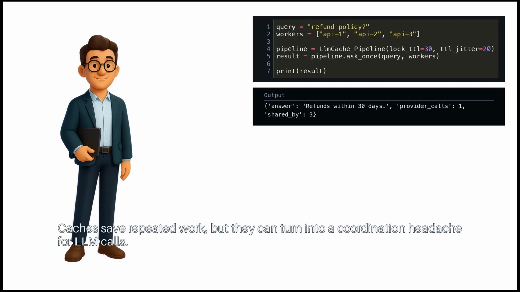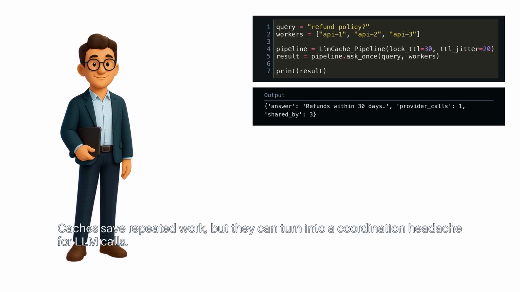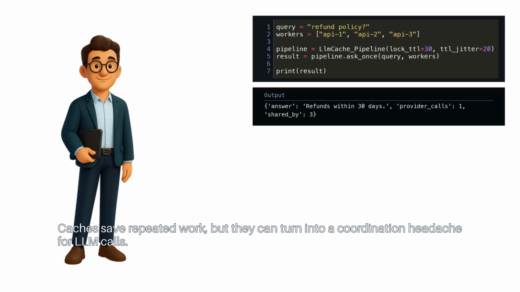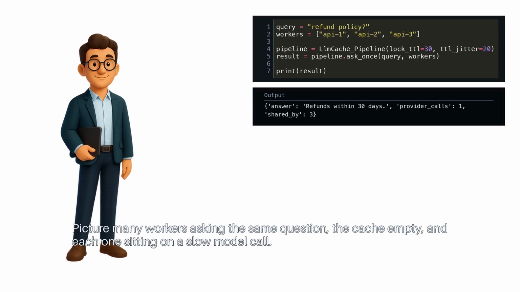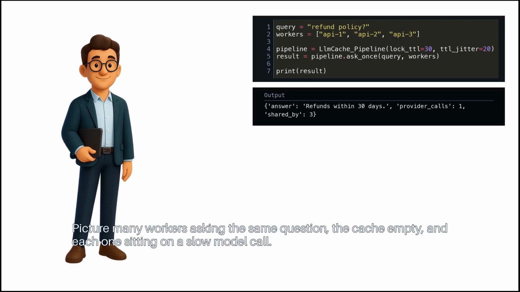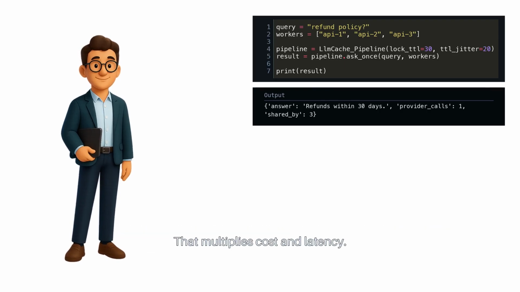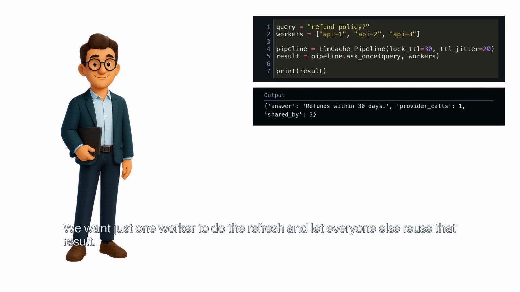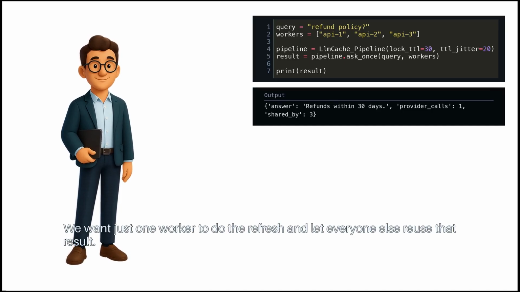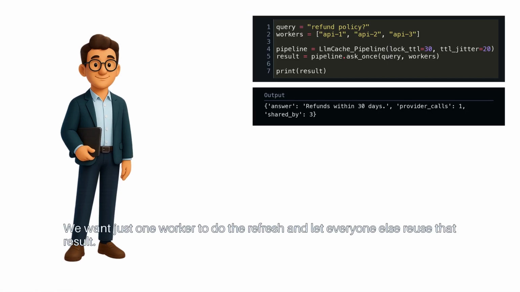Caches save repeated work, but they can turn into a coordination headache for LLM calls. Picture many workers asking the same question, the cache empty, and each one sitting on a slow model call. That multiplies cost and latency. We want just one worker to do the refresh and let everyone else reuse that result.